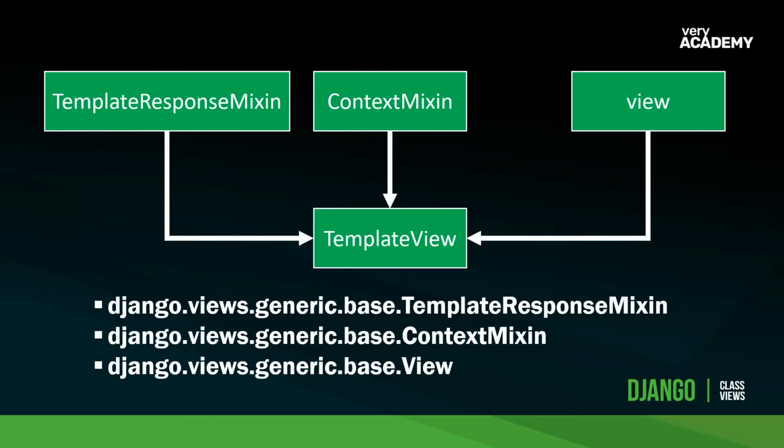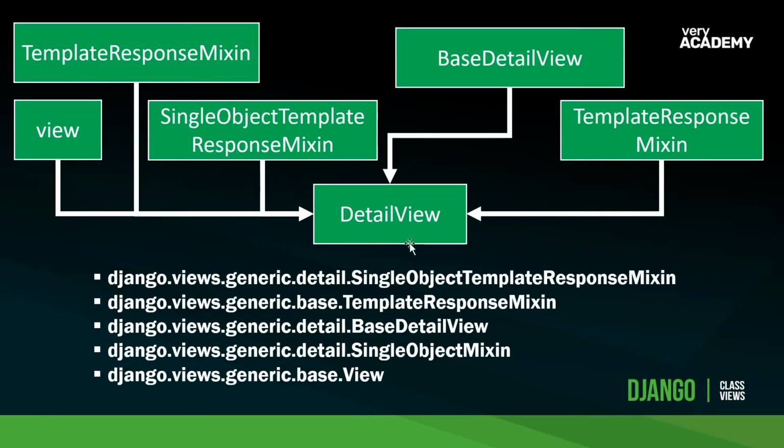Just to recap a previous tutorial, if you remember, we looked at the template view, and there the view inherits the methods and attributes from three views: the template response mixin, the context mixin, and the view. So let's have a look at the detail view. You can see here it's a little bit more busy. There's much more inherited here into the detail view.